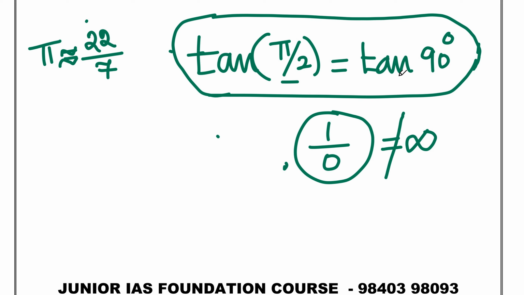Especially in the higher classes, you learn this. Tan 90 is not infinity. Please note that infinity is not a number. It is a symbol used to denote a very, very large number. What is an example of an infinite?